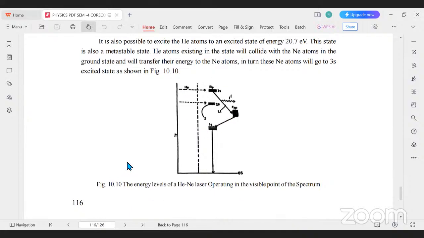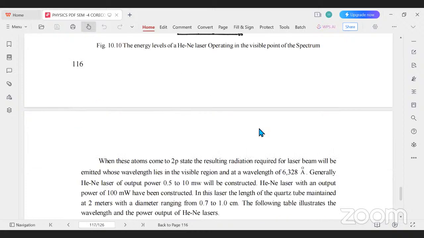So the energy levels of the helium-neon laser operate in the visible part of the spectrum. Through the spectrum, we are able to calculate. When the atoms come to the lower state, the resulting radiation is emitted. So here we can find the intensity of the wavelength that is 62 angstrom. Generally, helium-neon laser of output.